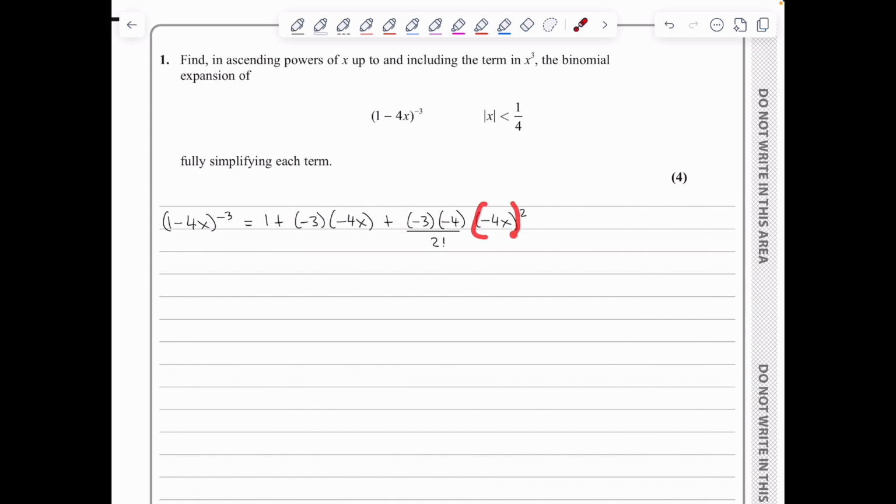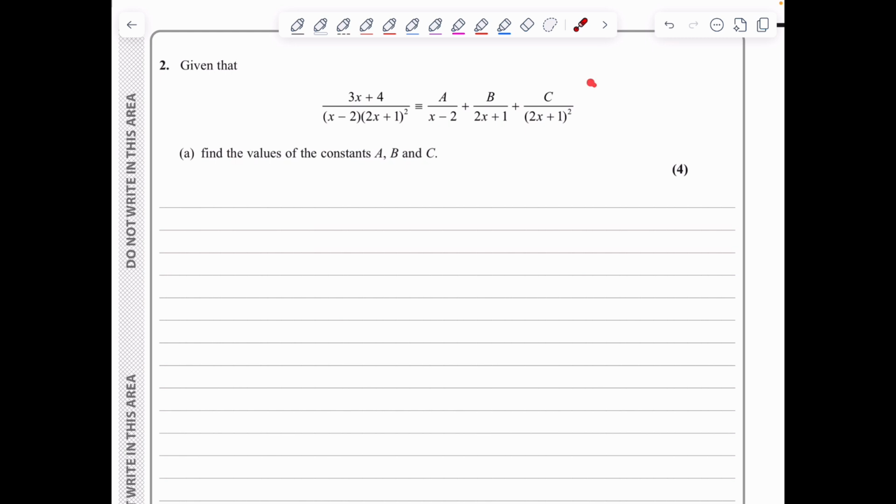Notice the brackets here, it's on all of negative 4x, and the next term will be negative 3 times negative 4 times negative 5, so each time we decrease the power by 1, over 3 factorial times minus 4x to the power of 3. So the power here should always match the factorial term in the denominator, and if I put this on the calculator and simplify, I get an answer of 1 plus 12x plus 96x squared plus 640x cubed plus dot dot dot.